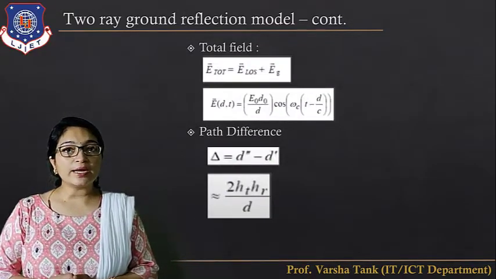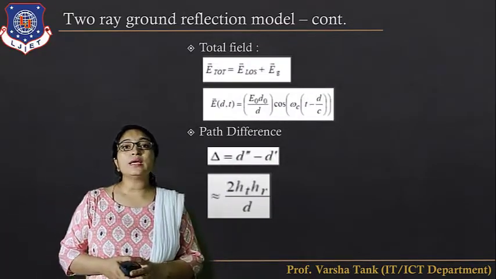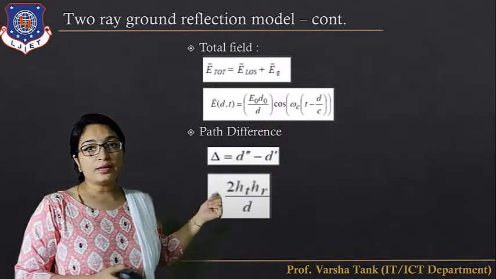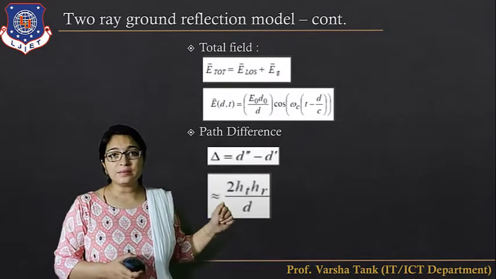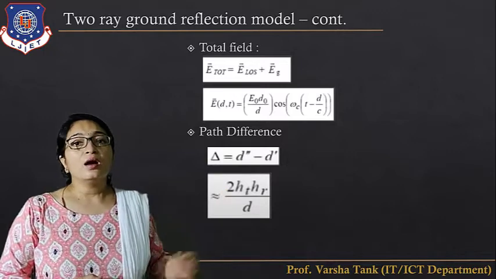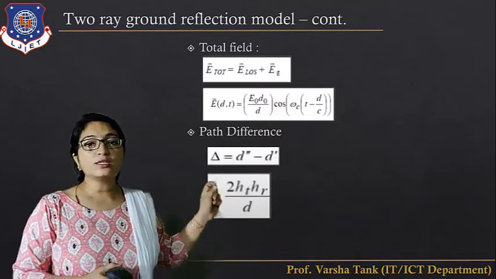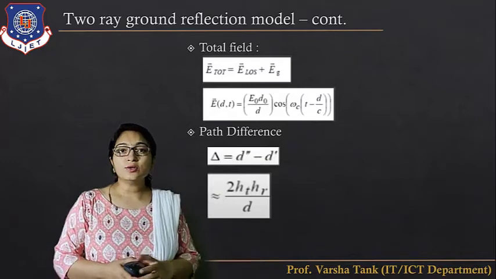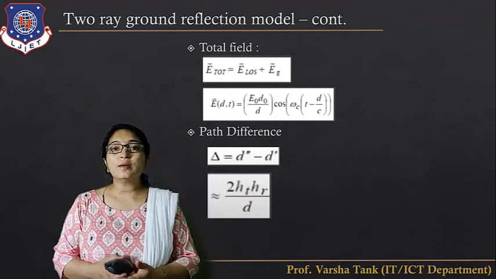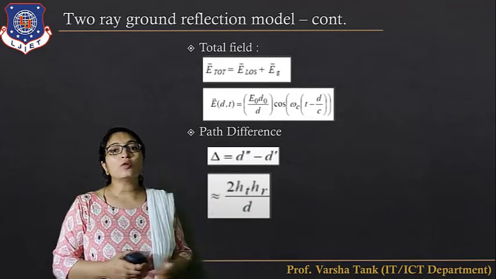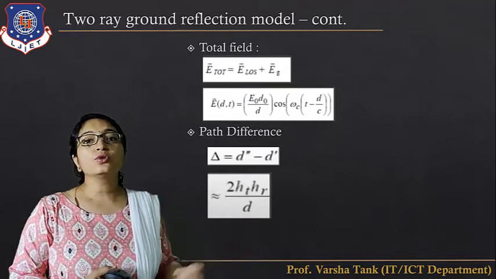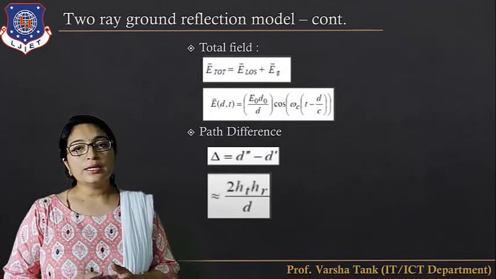So how can we calculate the total field? E total is equal to E line of sight plus ER. E at distance D and at time T is calculated as E0 D0 upon D into cos of omega C times T minus D upon C. Now how to calculate the path difference? Delta is equal to D double dash minus D dash, and when you define it, it is 2 HT HR upon D.